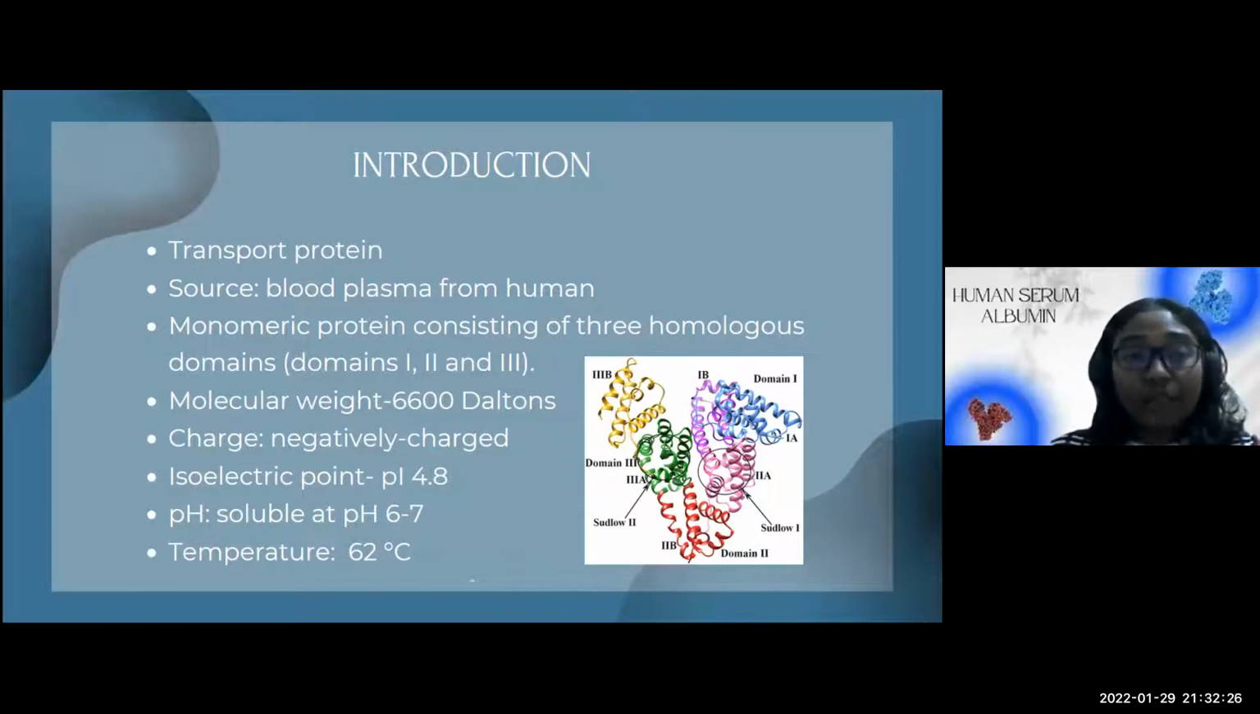HSA structure is composed of three domains which are homologous in structural features. The structure includes domain 1, domain 2, and domain 3. HSA is a single chain protein with a low molecular weight, which is 66 kilodalton, and contains 585 amino acids. HSA is a multifunctional, non-glycosylated, negatively charged extracellular plasma protein. Its isoelectric point is 4.8 and it is soluble best at pH 6 to 7. It has a high temperature coefficient of solubility, with the optimum temperature of HSA being 62 degrees Celsius.